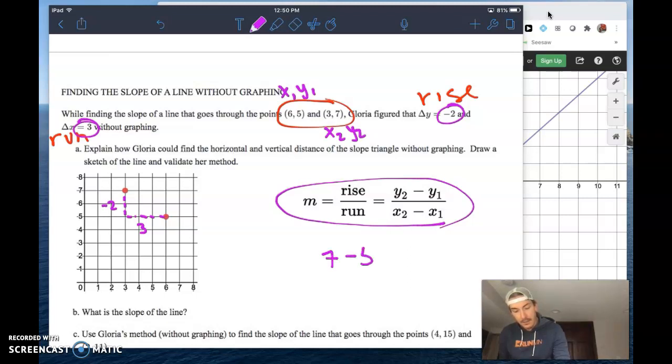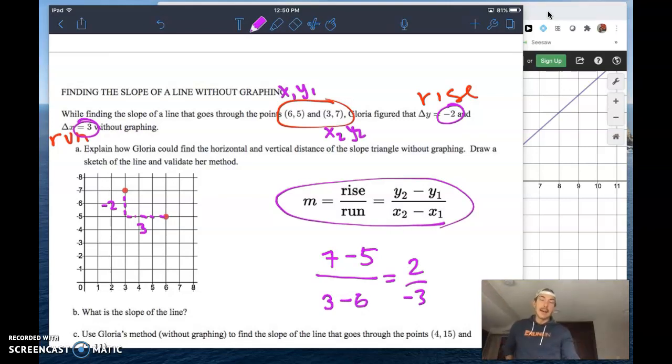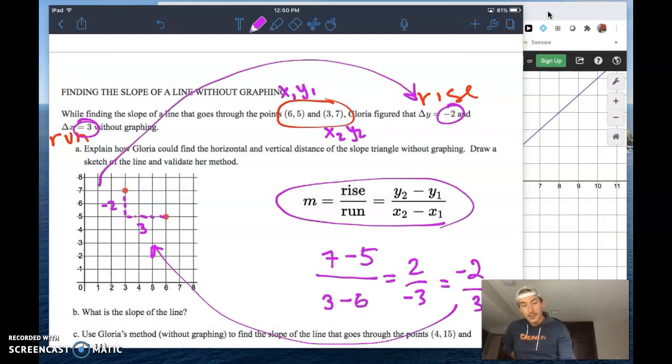7 minus 5 divided by 3 minus 6. Now look at this. Up top we get 2. On the bottom we get -3. We typically write this with the negative in the numerator, and that matches exactly what we found here. And of course that matches Gloria's change in y and change in x.